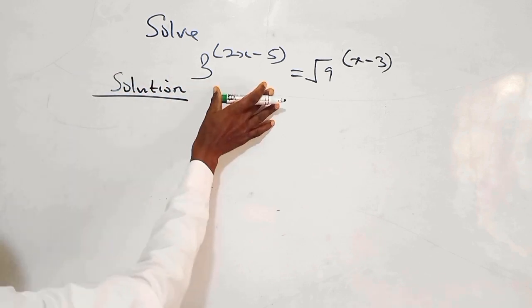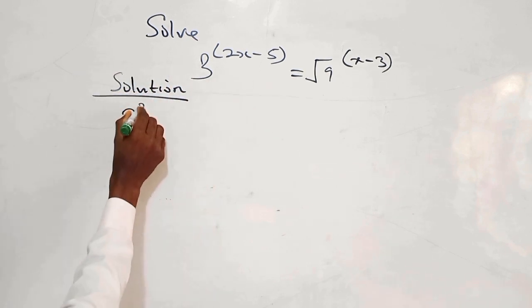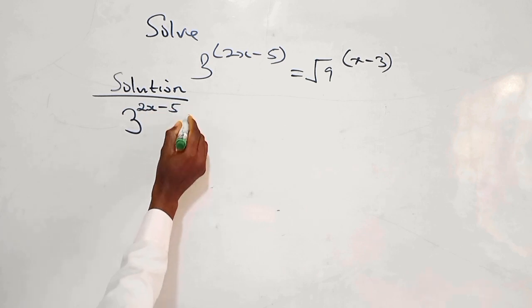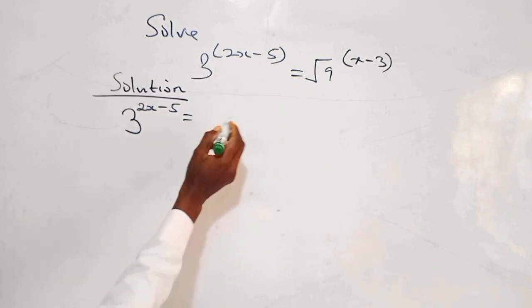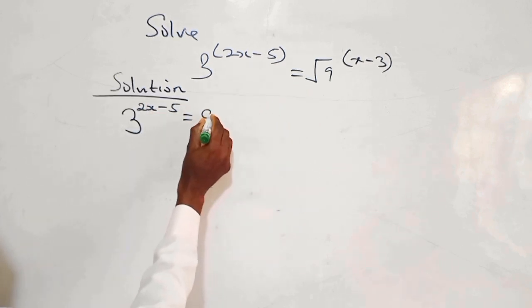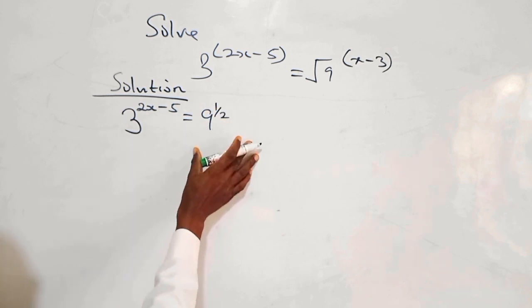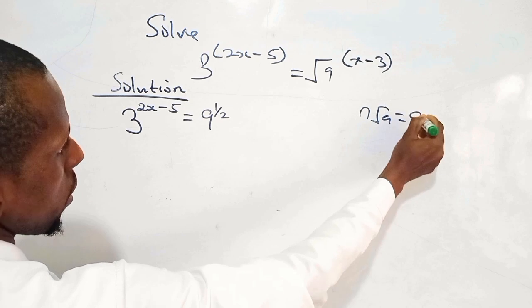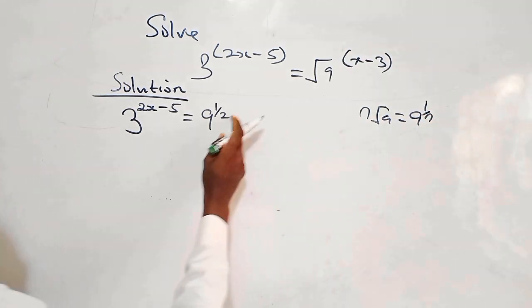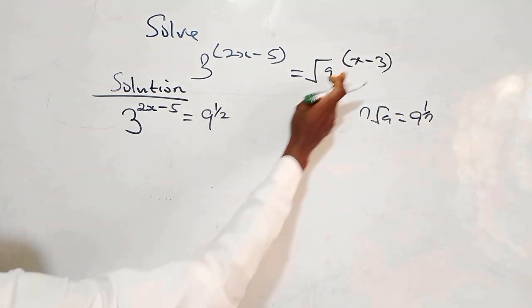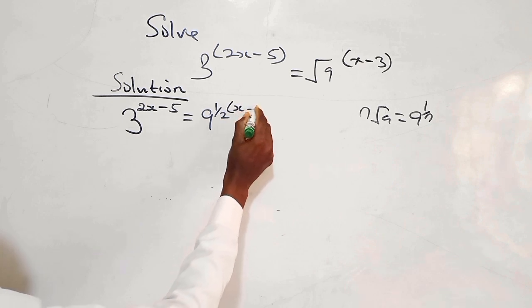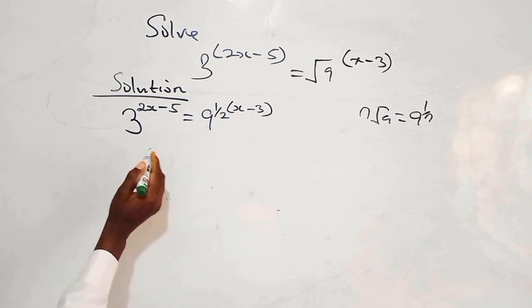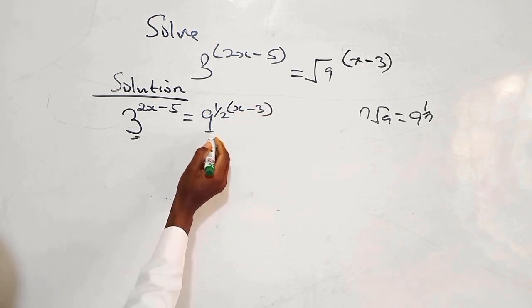Okay, so for this, we have 3 to the power 2x minus 5 equals, so for root 9, instead we say 9 to the power 1 over 2, by the law of indices, the nth root of a number is a to the power 1 over n. So here I have 1 over 2, and my exponent is x minus 3. Okay, so I want to put this in the same base.